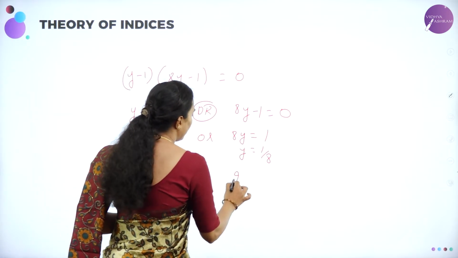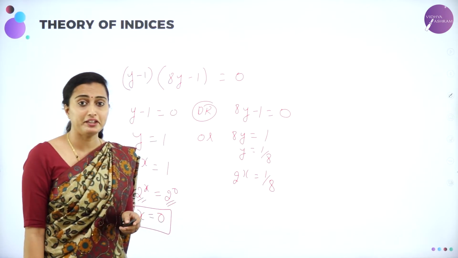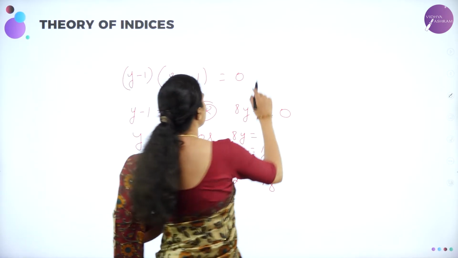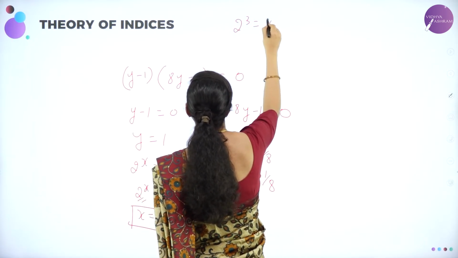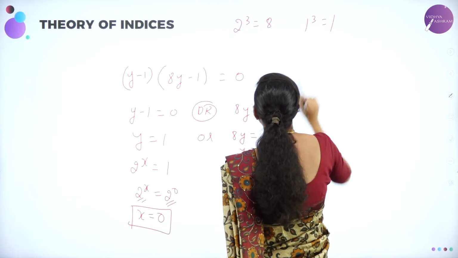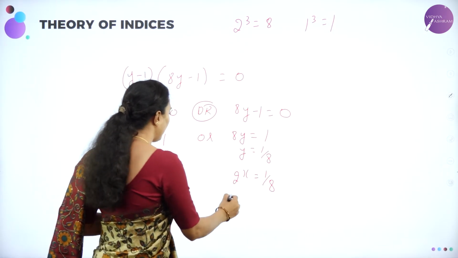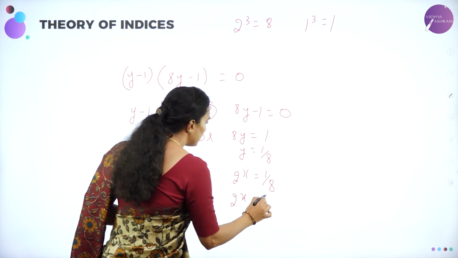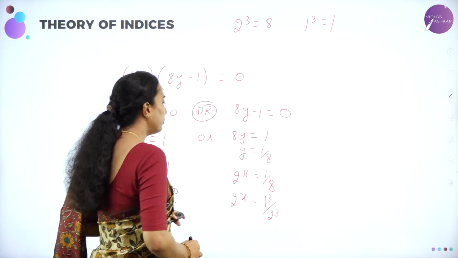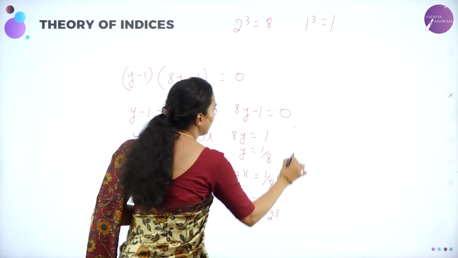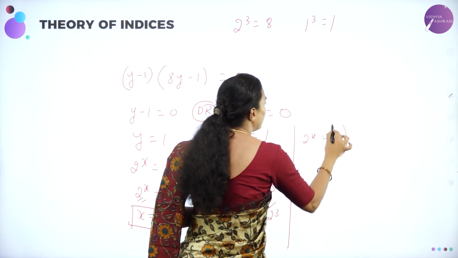See, 2 power x will be equal to 1 by 8. Ma'am, how to write 1 by 8 now? You are going to have it as 2 cube. 2 cube is nothing but 8. 1 cube is 1 only. So I can write this as 1 by 2 whole cube, isn't it? So I can write 2 power x will be equal to 1 cube divided by 2 cube. 1 cube by 2 cube, I can write it as 2 power x will be equal to 1 by 2 whole cube.